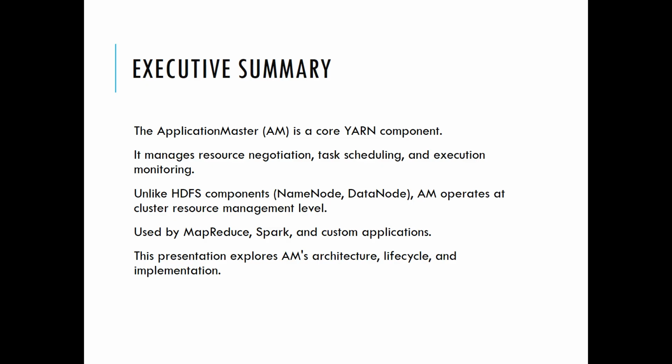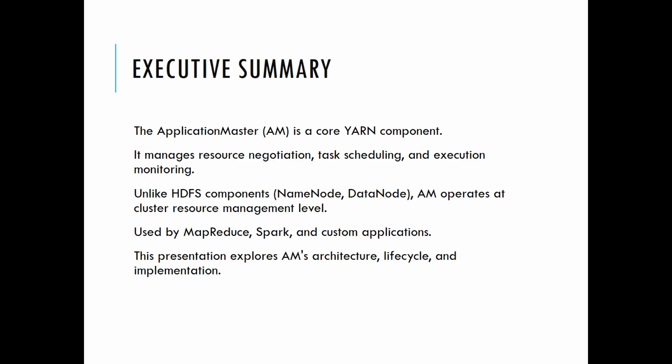The ApplicationMaster, often abbreviated as AM, is a core component of the YARN architecture. It is responsible for managing resource negotiation with the cluster, scheduling an application's individual tasks, and monitoring their execution. Unlike HDFS components like the NameNode or DataNode, which manage storage, the ApplicationMaster operates at the cluster resource management level. It is the fundamental reason why YARN can support diverse frameworks like MapReduce, Apache Spark, and custom applications.